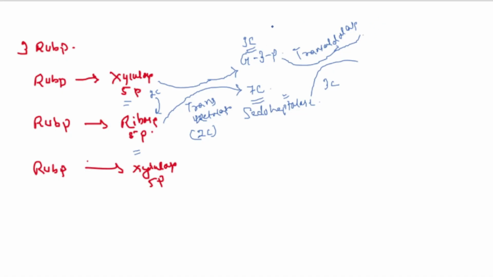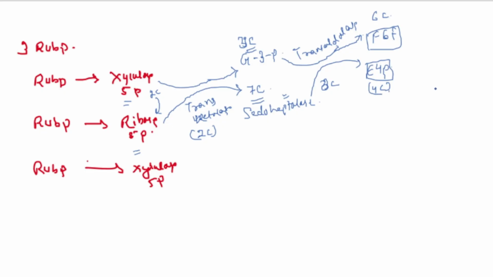Now this glyceraldehyde 3-phosphate, which was a 3 carbon containing compound, it will be converted into a 6 carbon containing compound which is known as fructose 6-phosphate. And the pseudoheptulose, after this enzyme has taken 3 carbons from it, which was a 7 carbon containing compound, will now have only a 4 carbon containing compound which is known as erythrose 4-phosphate.